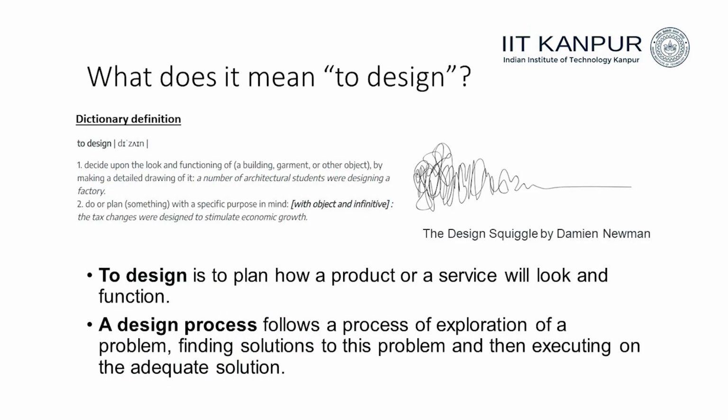The other is to do or plan something with a specific purpose in mind. With some purpose in mind, okay, do or plan something. So for instance, the tax changes were designed to stimulate economic growth. So the purpose was to stimulate the economic growth. Therefore, the government decided to make some tax changes, maybe increase the tax rate or lower the tax rate, either way, to result in economic growth of the country. So that is your dictionary definition of design.